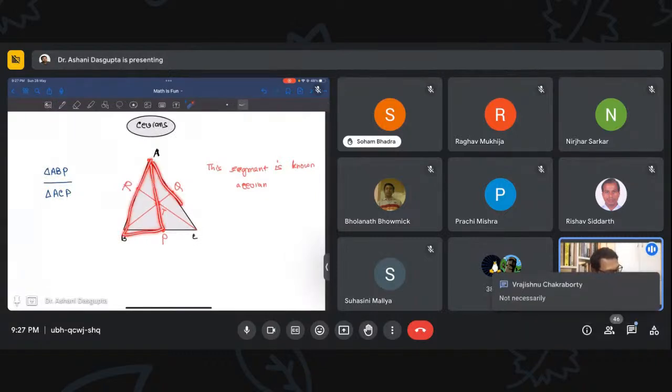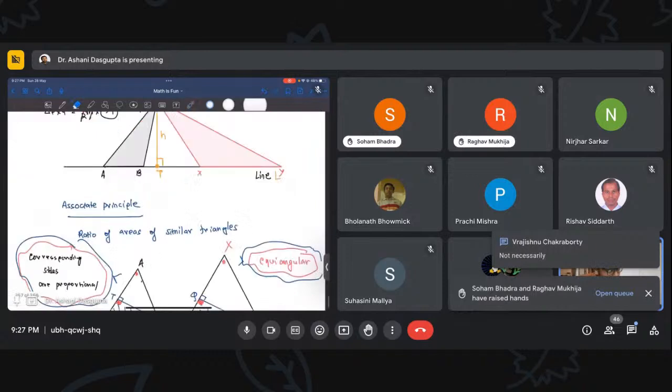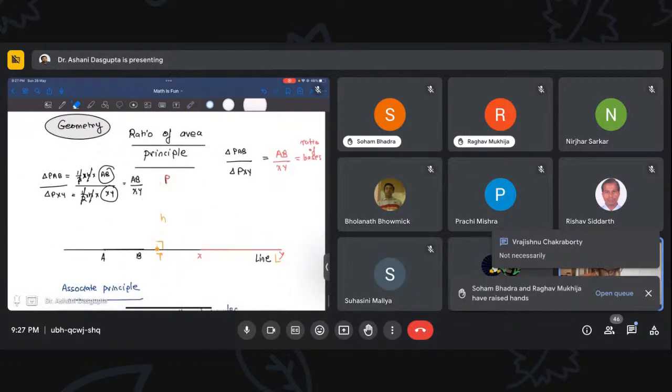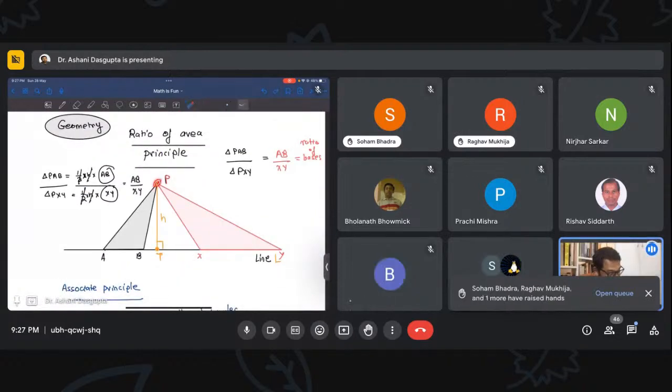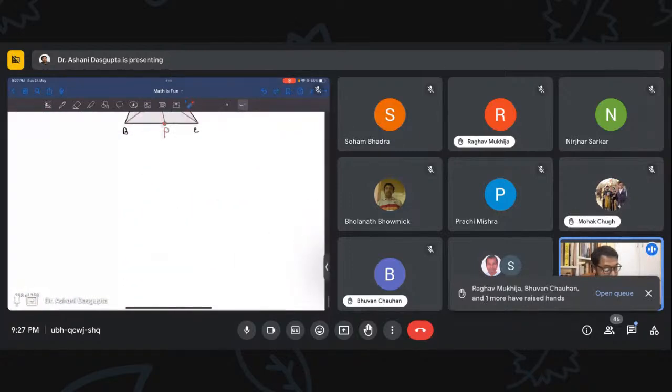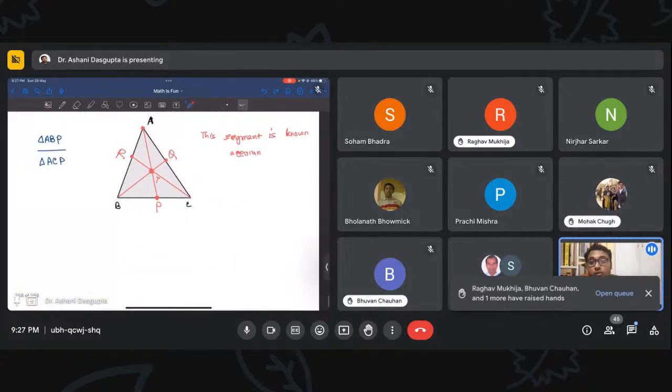ABP and ACP. Remember the configuration that we talked about. P is the vertex, one vertex, two triangles with the bases on the same line. Okay, we have plenty of raised hands. So let me go to Mohak Chug.